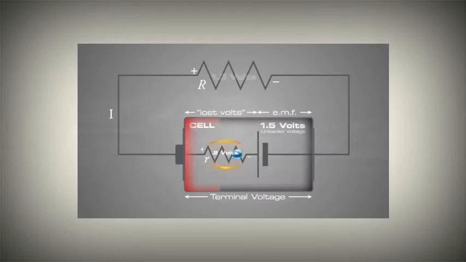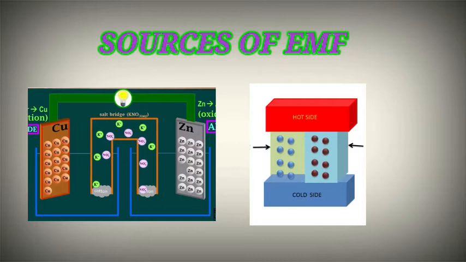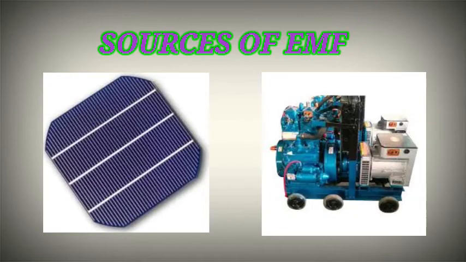So it is the work or energy which sets the charge carriers in motion. It is work and energy, it is not a force. The electromotive force is necessary for producing induced current. What are the sources of EMF? The sources of EMF are electrochemical cells, thermoelectric devices, solar cells, electrical generators, etc.